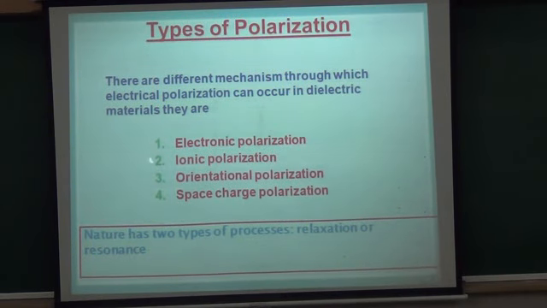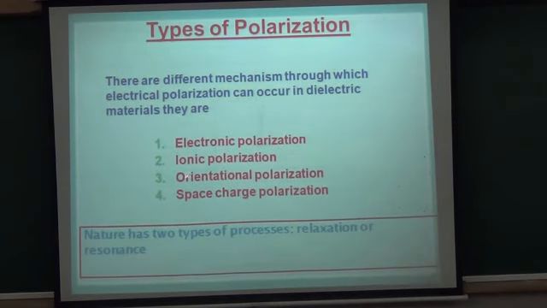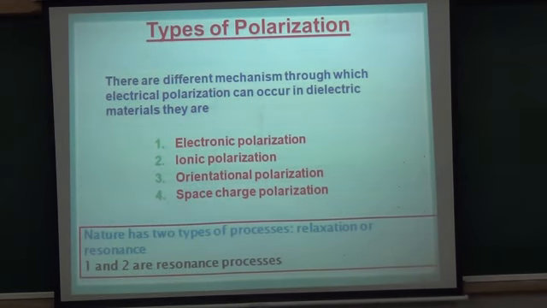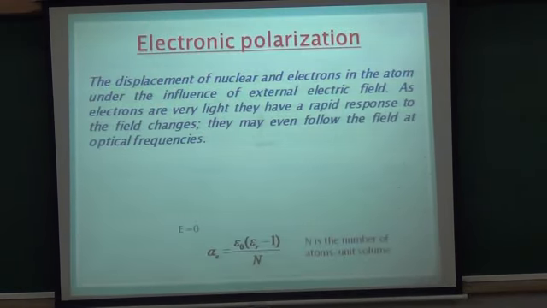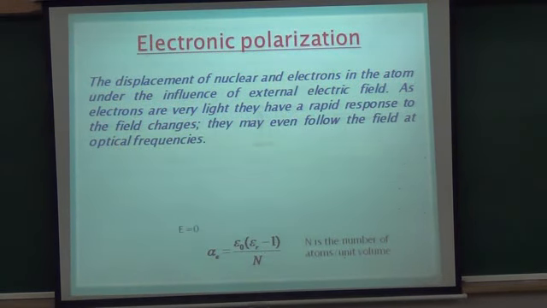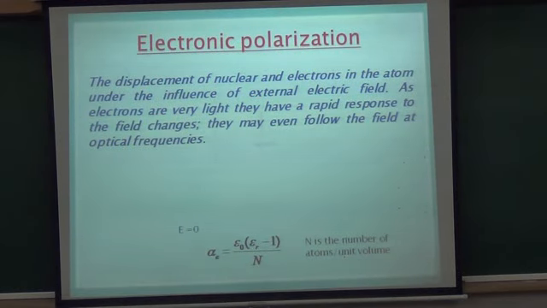In electronic and ionic, it is going to be with all four. First is electronic polarization. So what happens in this case?